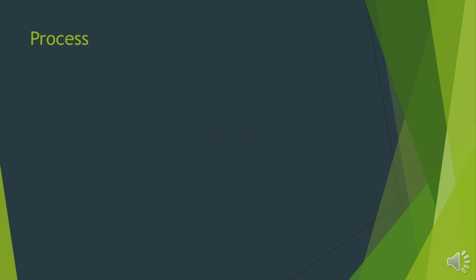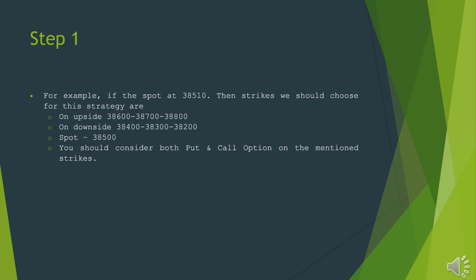Now let's talk about the process. Step 1. By 1 pm on Friday or the last trading day of the week, note down all the options within 300 strike from the spot at 1 pm. This selection is done on the current expiry option. For example, if the spot is 38510, then the strikes we should choose for this strategy are, on the upside, 38600, 38700, 38800. On the downside, 38400, 38300, 38200. Spot will be 38500. You should consider both put and call options on the mentioned strikes.